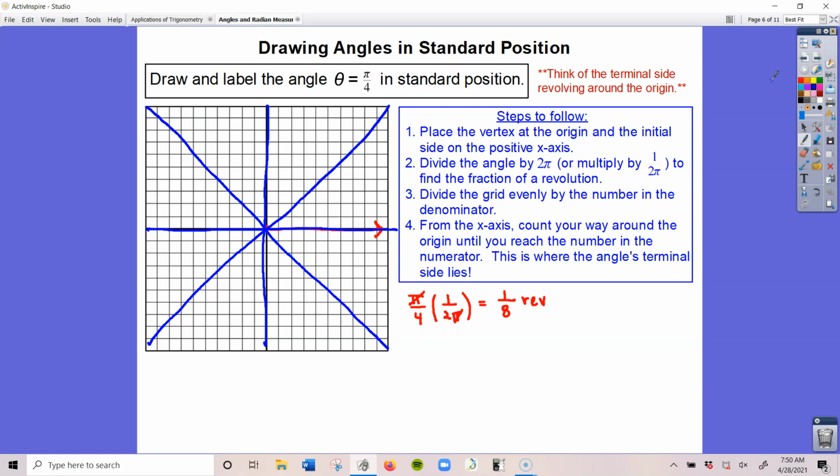The angle is only 1/8 of a revolution. So that means that from my initial point here, I'm going to open, and the numerator tells you to what part to go to. So it's only 1, so I go to the first line. So this is my angle here, pi over 4.